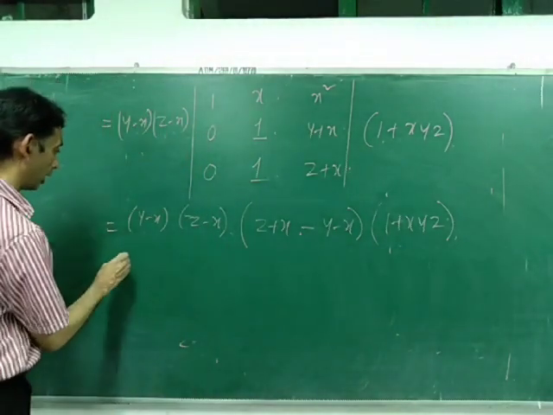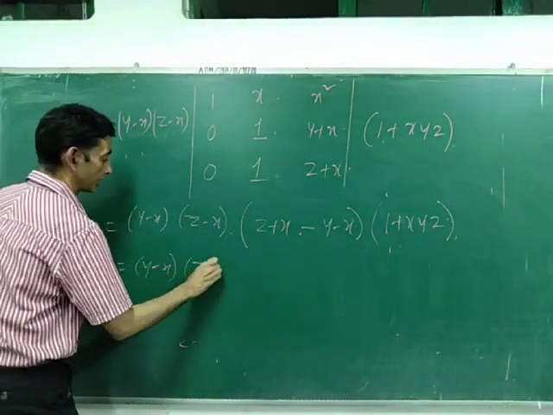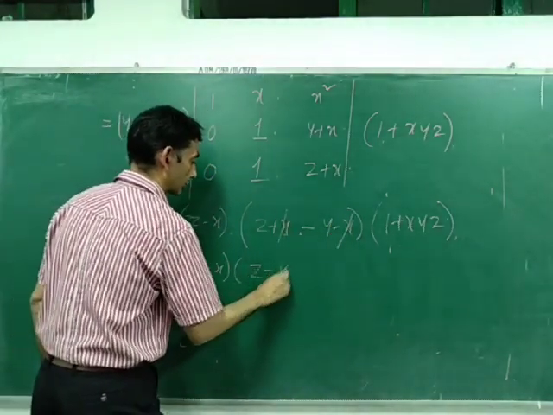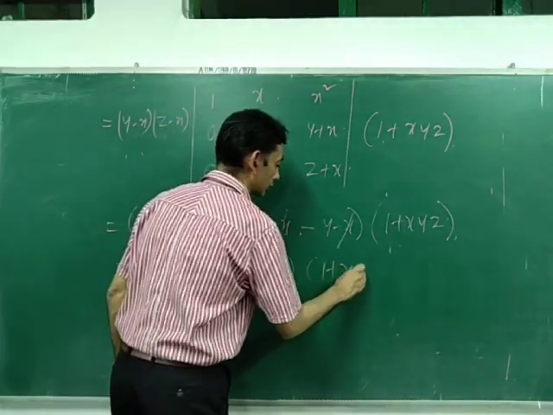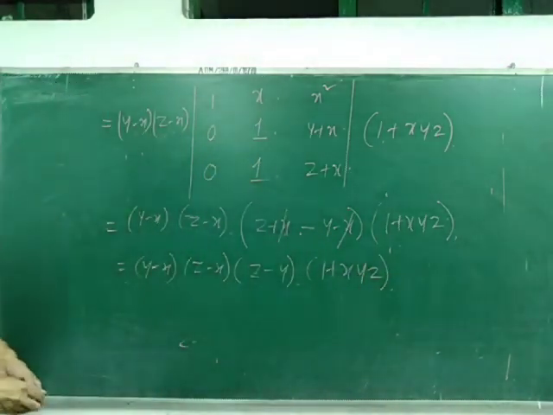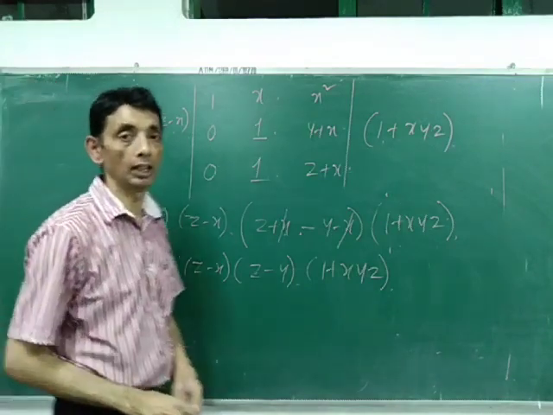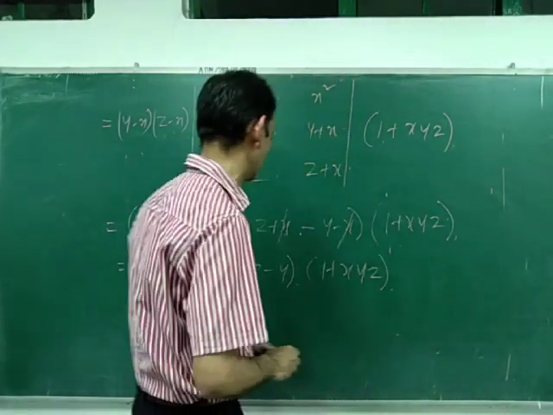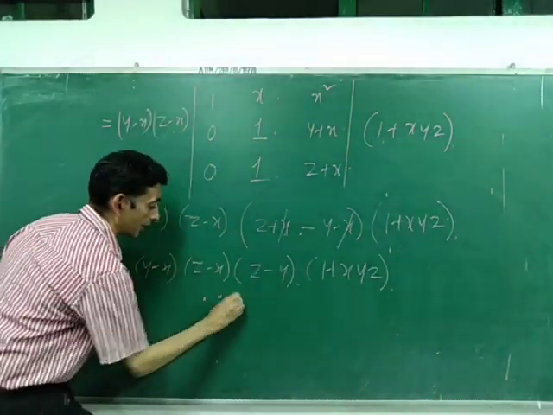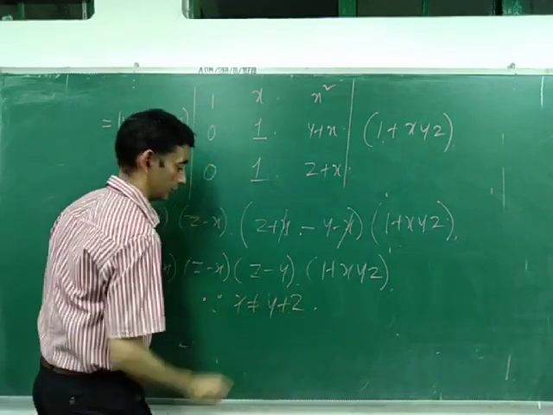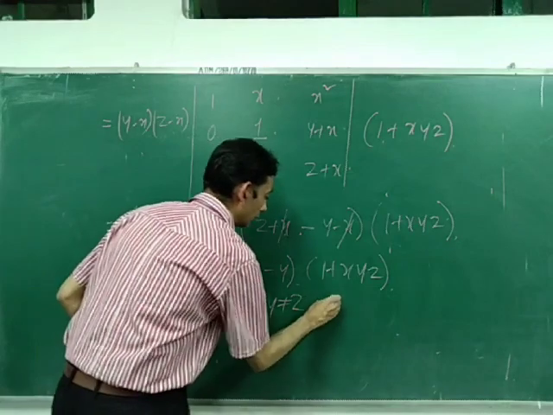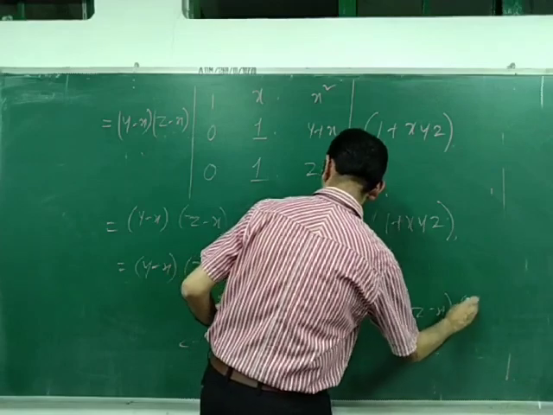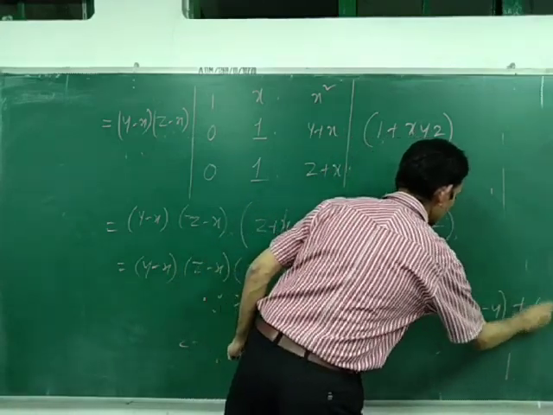Now, y minus x and z minus x. What will get cancelled out? The x's get cancelled out. So it will be z minus y, times 1 plus x, y, z. Now what was given in the question? x, y, z are all distinct, all different. Since x is not equal to y, not equal to z, therefore y minus x, z minus x and z minus y cannot be equal to 0.